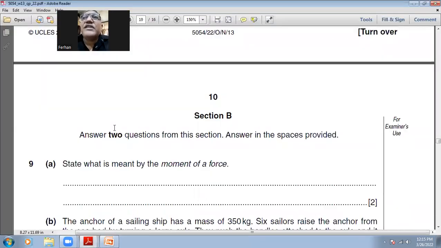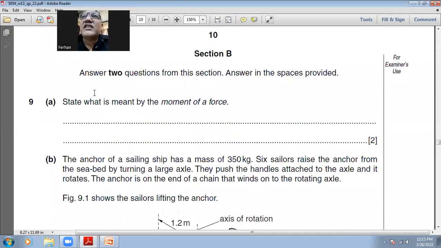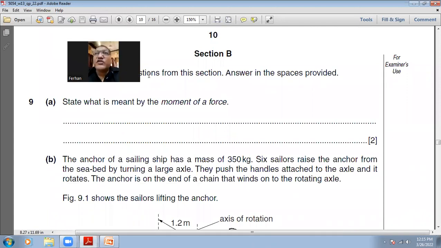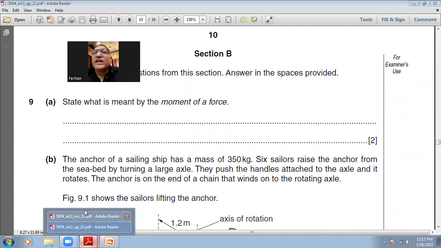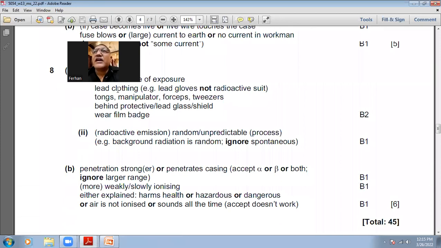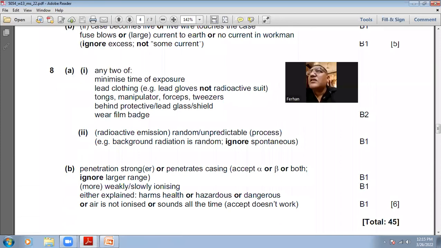by this we have reached the end. Section B will start. Section B of this paper I will do in another video. So let's have a look at the marking scheme of question number 8. The marking scheme for question number 8 is showing up on your screen. I have already checked my answers with the marking scheme.